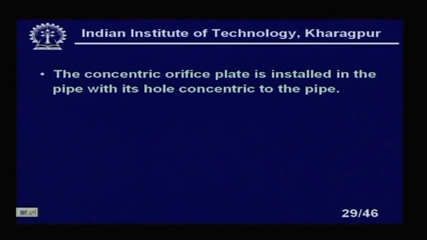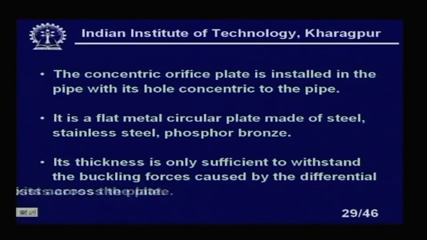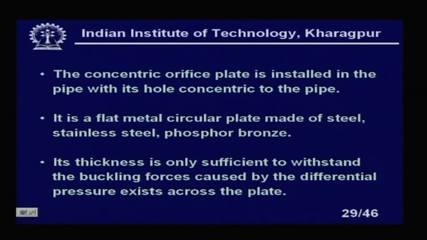The concentric orifice plate is installed in the pipe with its hole concentric to the pipe itself. It is a flat metal circular plate made of steel, stainless steel, phosphor bronze, like that. Its thickness is only sufficient to withstand the buckling forces caused by the differential pressure existing across the plate. So as long as it can withstand that differential pressure, you can use a thin plate, but it should not buckle, otherwise your entire calibration will go wrong.